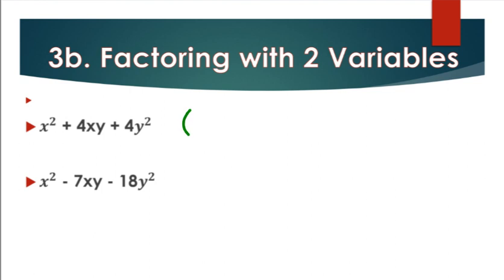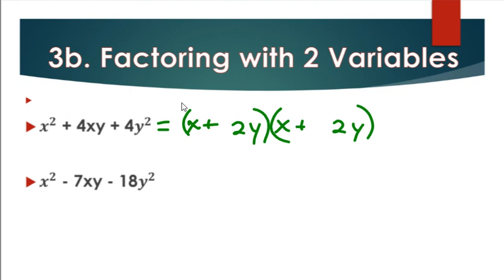Try another one. Starts with our x's, ends with our y's. Everything's positive, so I'll put two plus signs in here. To get 4 multiplied gives me 2 times 2. 2 plus 2 gives me 4. So this would be my binomials.